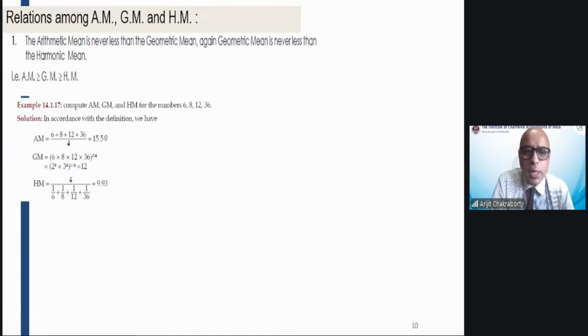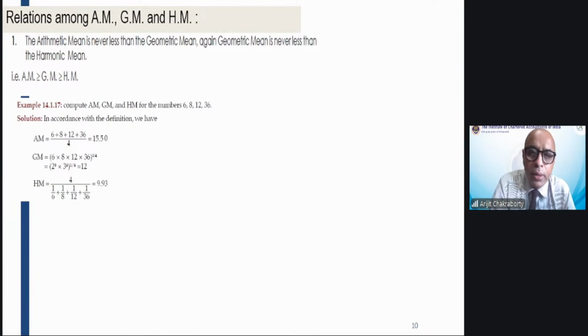So AM, just have a quick glance. I'm sure it's clear. We get the value, the sum of all the numbers and divide by the total number, that is 4 total number of variables. GM, we are finding out the fourth root of the product of these numbers.